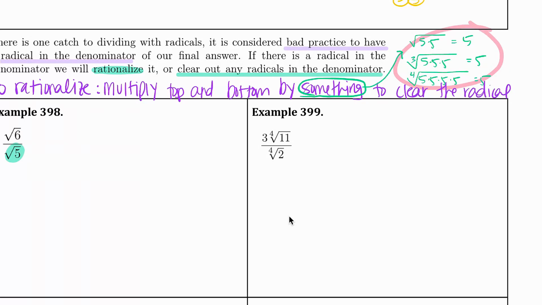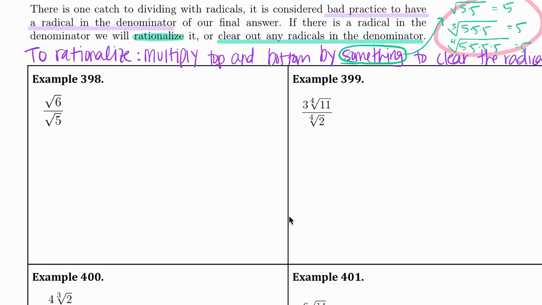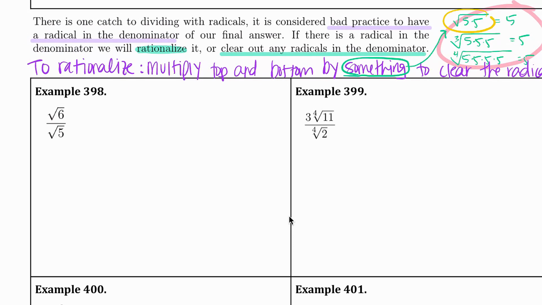Okay, so for example here, we have the square root of 6 divided by the square root of 5. We're talking about a square root. My index is 2. So to get rid of that on the bottom, I really need the square root of 5 times 5. So I'm going to multiply this by the square root of 5, multiply this by the square root of 5. So on bottom, what happens? The square root of 5 times square root of 5 is just 5. That's why we do that.